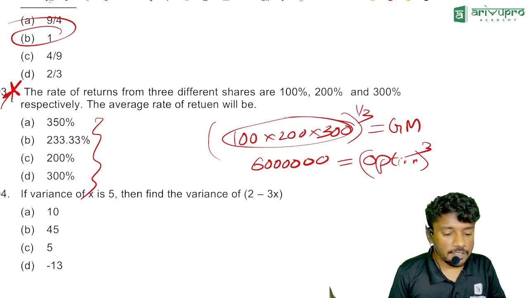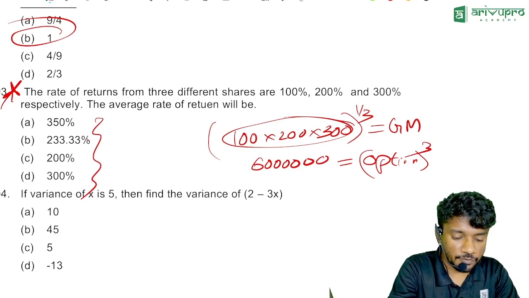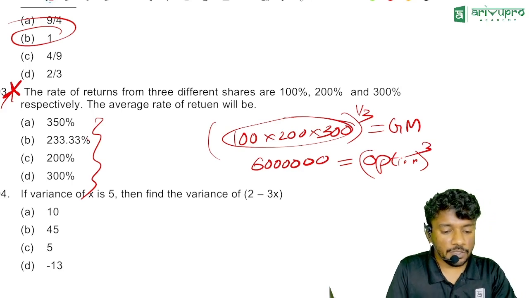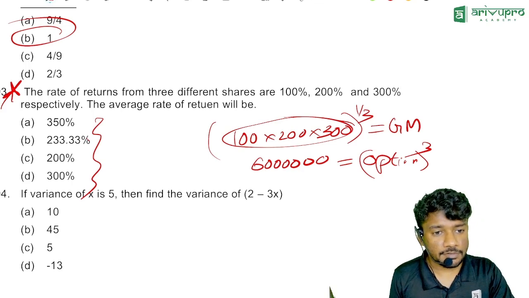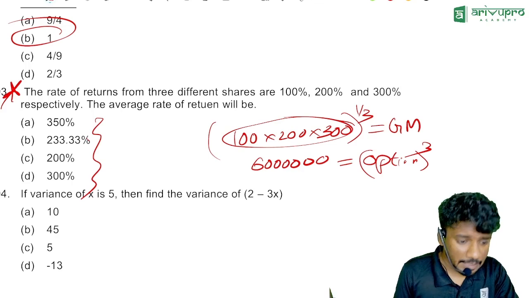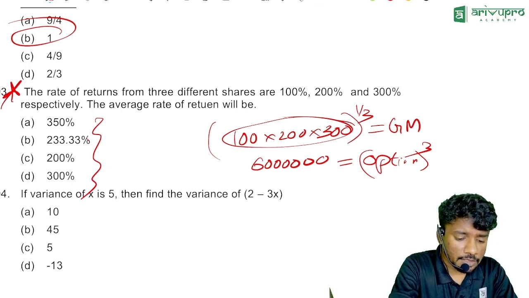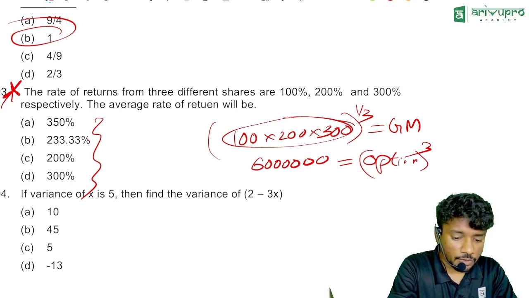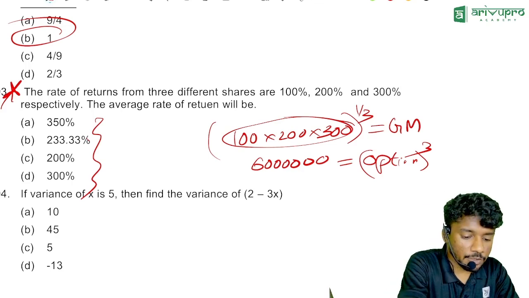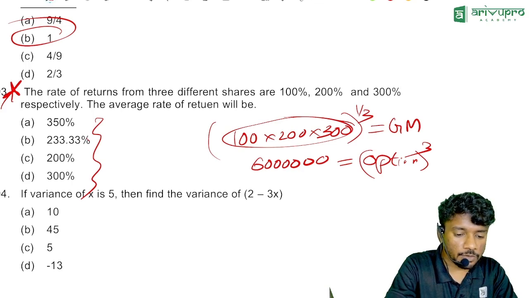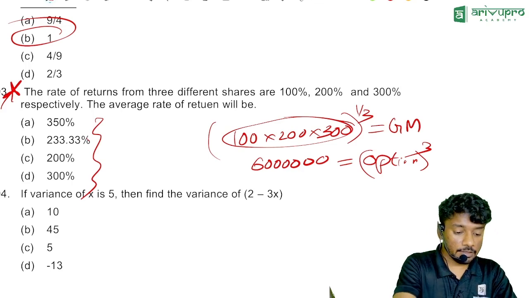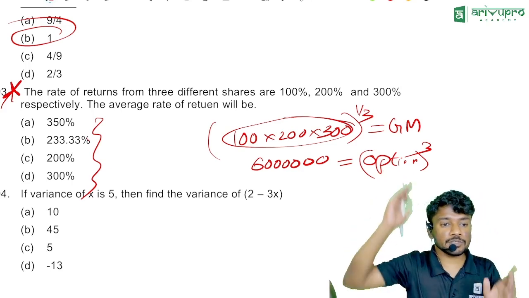If I take the first option, 350 the whole cube. How much did you get? 4287500. Is that the answer? That is not the answer. Then try 233.33 cubed. Did you get approximately equal? No. Then try 200. 200 cubed is around 80 lakh, right? Then 300 will be like 90 lakh. So which is the nearest answer?